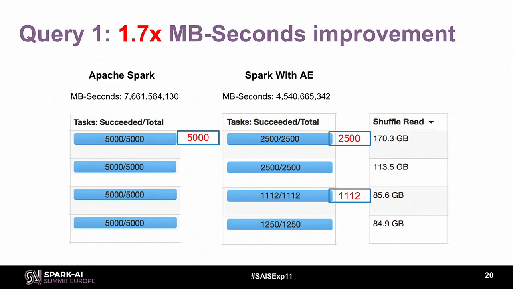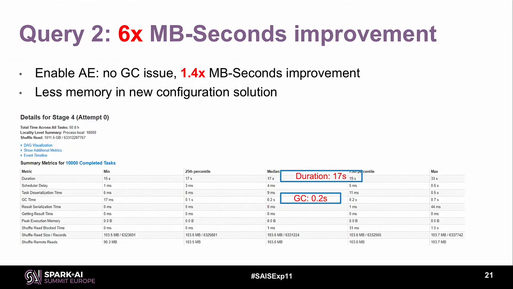Let's revisit the previous cases. In query 1, AE starts fewer executors and fewer tasks for those small stages. It greatly helps save memory. We see 1.7 times memory megabyte-seconds improvement. And in query 2, with AE enabled, there is no GC issue anymore, and we can see 1.4 times megabyte-seconds improvement. Actually, we use less memory with better performance. So the overall megabyte-seconds improvement is 6 times in this case.